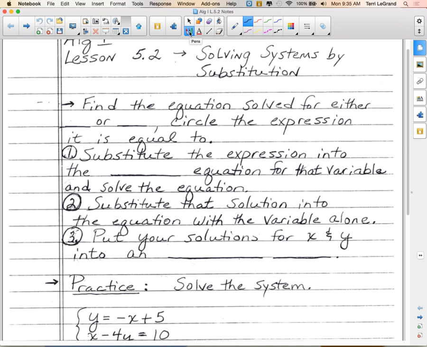So as you can tell, we're moving into lesson 5.2 now. We're moving on in our learning how to solve systems of equations. So far we've learned one way, and what is that way again? How do you know right now how to solve a system of equations? What method do you have in your toolbox now?